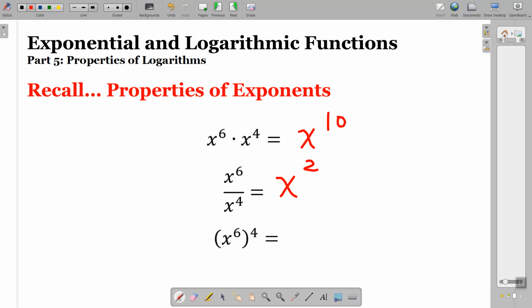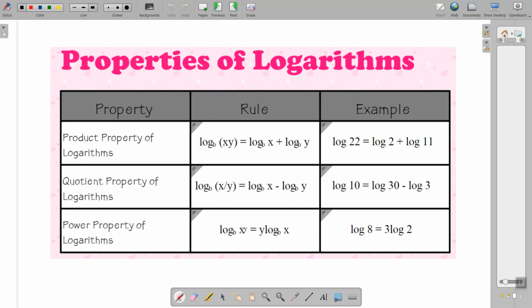And finally, when we have an exponent that's raised to another exponent, if you multiply x to the 6th times itself 4 times, x to the 6th times x to the 6th times x to the 6th times x to the 6th, then altogether you end up with x to the 24th power. So that led to our rule that when you raise a power to a power, you end up multiplying the powers. Well, we'll have some similar rules for logarithms.